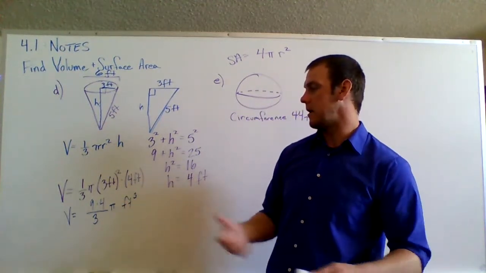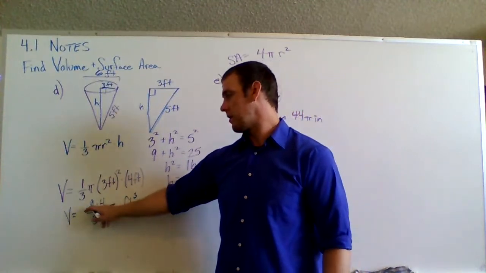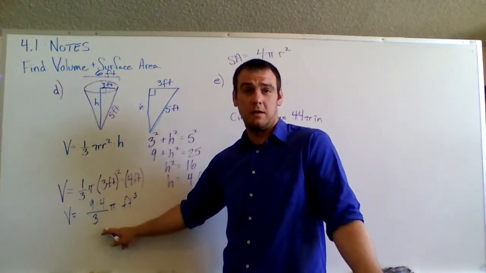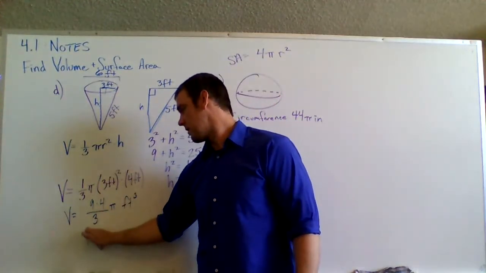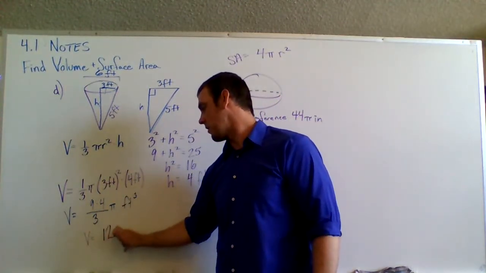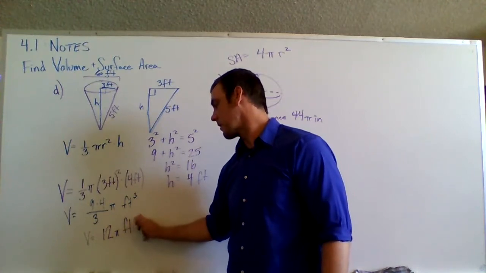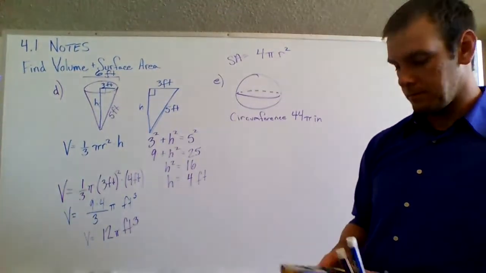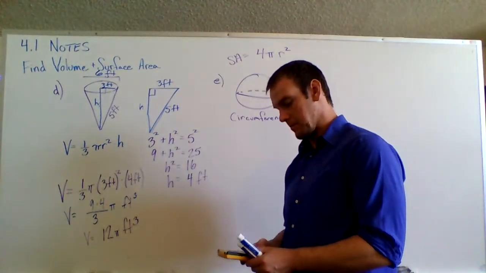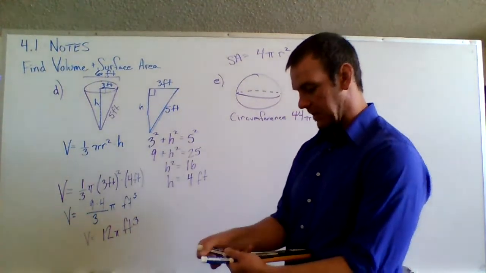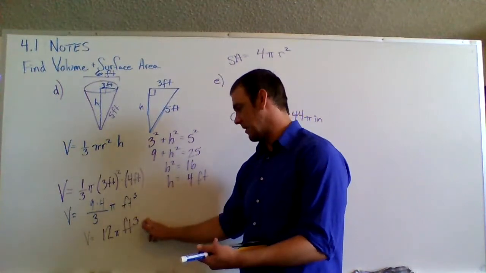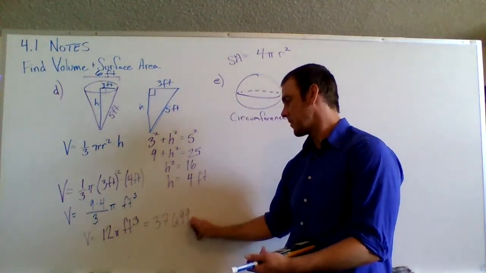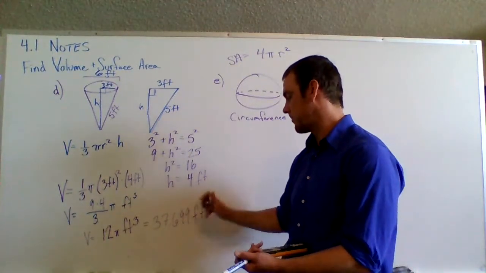If I multiply that all together, 9 times 4 is 36, divided by 3 is 12. So my volume is going to be 12 pi feet cubed. You can type that into your calculator, giving us 37.699, and that will be feet cubed.